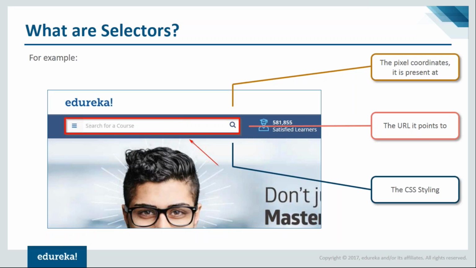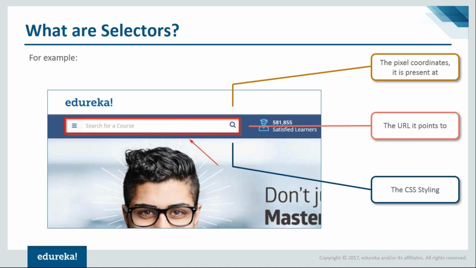The most generic way of identifying elements on a screen is by noting down its pixel coordinates. Once you have the pixel coordinates, you know exactly where to look for that element on the screen, and you can easily identify it there. The other way for your computer to identify it is by looking at the URL it is pointing to. For example, if you search anything inside the search box, it will always point to something like edureka.co/search/ followed by the search term you're searching for. So it will always have this particular URL attached to it, and you can identify the element by the URL it is assigned to.